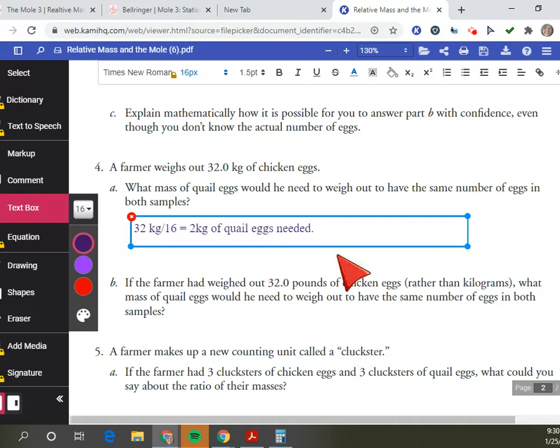Now, kilograms, notice, is what they ask us for. But if the farmer had weighed out 32 pounds of chicken eggs rather than kilograms, what mass of quail eggs would he need to weigh out to have the same number of eggs in both samples? Is that just as easy?